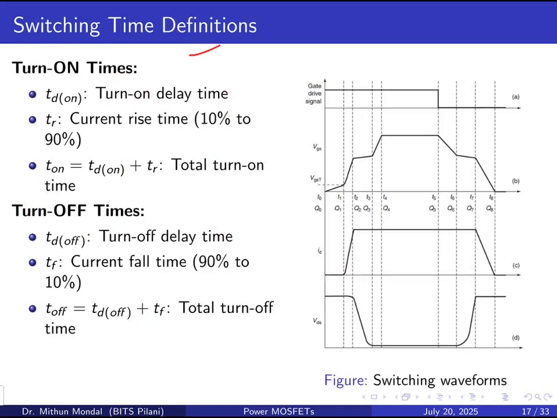Switching time definitions, like the on time, which is the turn-on delay time given by td(on). tr is basically the current rise time from 10% to 90%.